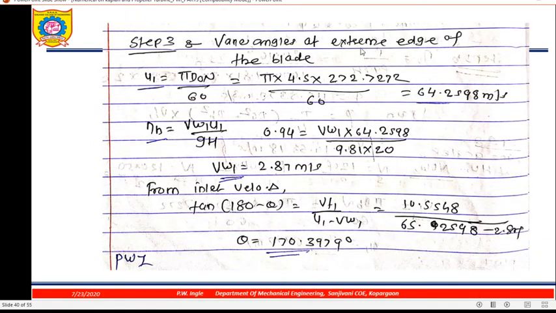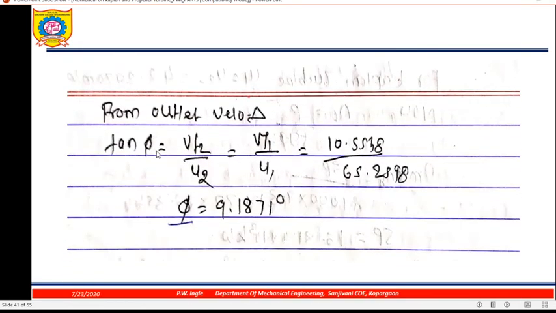Then when the angle is at the extreme edge, U1 equal to, while calculating at the extreme edge, you should take DO. Okay, while doing calculation at the hub, you should take DB or DH. So you are getting U1, then hydraulic efficiency, then calculate VW1. You have to calculate VW1, theta and phi angle at the extreme edge and at the hub. So theta is 170 and then tan phi.